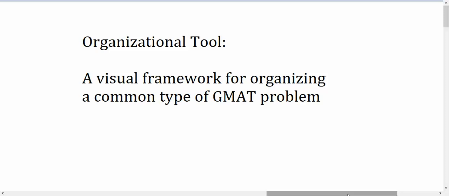So we're going to be looking at a few of these basic organizational tools as we go through the problems today. But the basic idea is that as you develop these organizational tools, they help you whenever you recognize that you have a problem in front of you that follows a certain common type of GMAT problem. You already have a ready way of organizing the information in that problem, and that can save you valuable time on the exam. Okay, so let's go to our first topic.